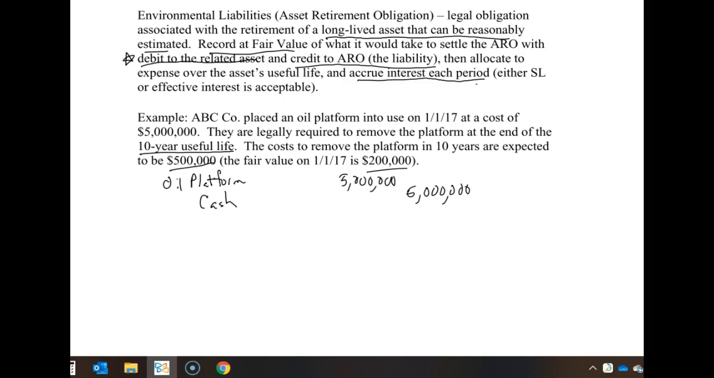Now read up where I put this star. It says for the obligation, we're going to debit the related asset. So let's debit the related asset and credit the ARO. Remember, we are going to do that at the fair value, which is $200,000.